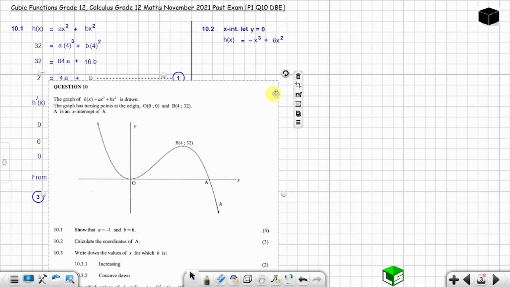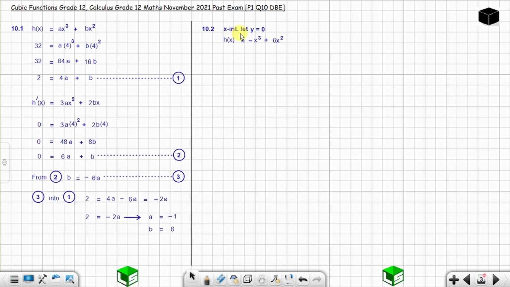So to get the x-intercept, let y equal to 0. This is your y. h of x is y. You let it equal to 0. So you have this. Let's solve for x. What is common in this? You can factorize x squared outside of the bracket. You remain with 6 because 6 times this, you get this. And here you remain with negative x because this times this, you get this. You close the bracket. This is equal to 0.